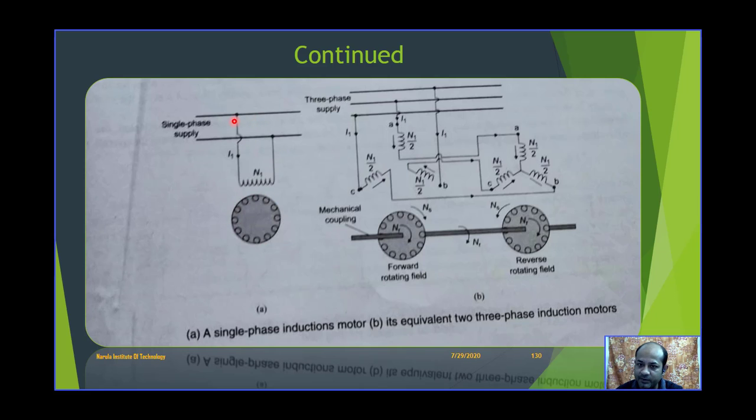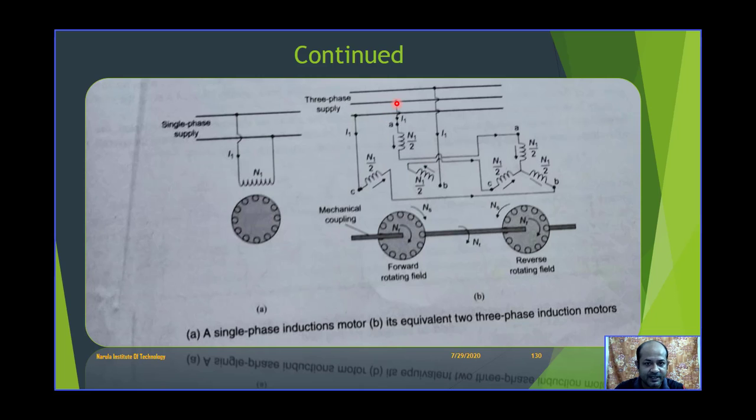This is my rotor and this is my single stator winding. The double field revolving theory explains that a single phase induction motor is a combination of two fields, one forward and one reverse, so it is represented by a combination of two stator windings, and the rotor and stator are magnetically coupled. And look here, the total number of turns is N1, whereas in these two representative three phase windings the number of turns is N1 by 2 in each phase.